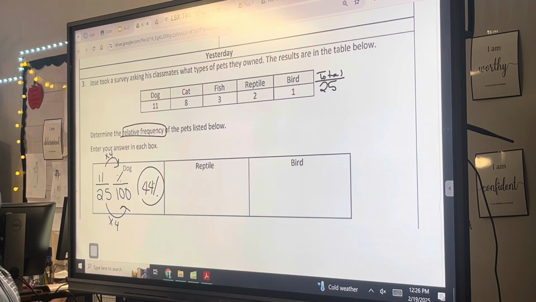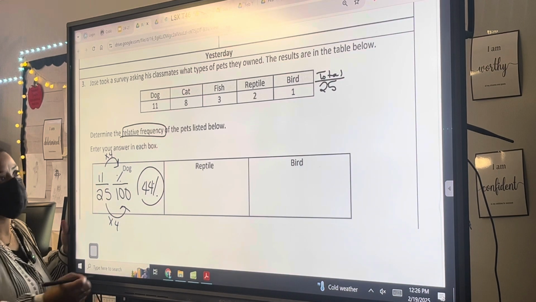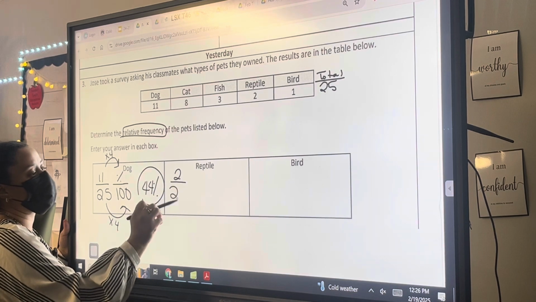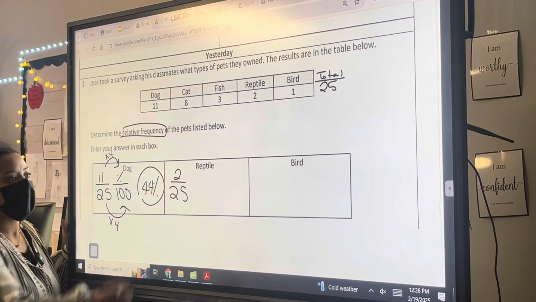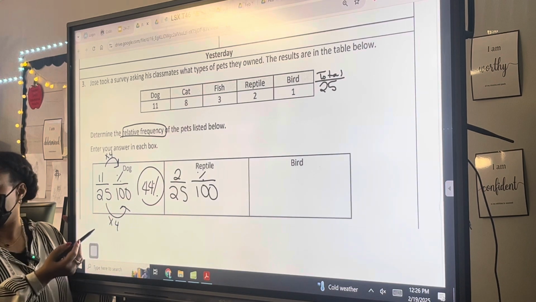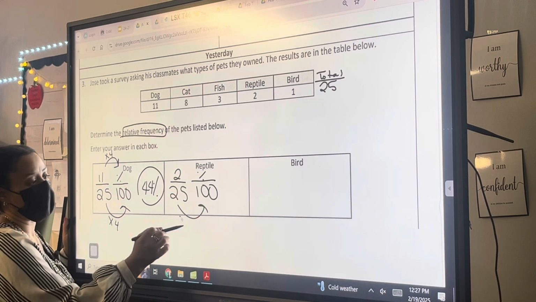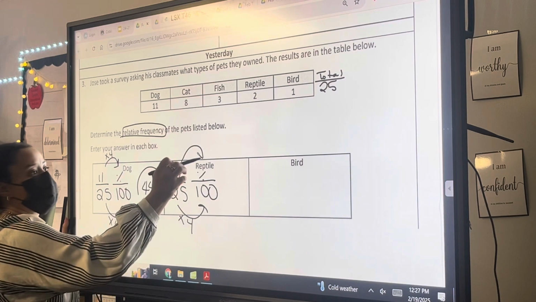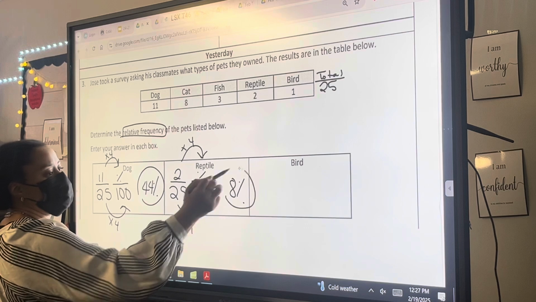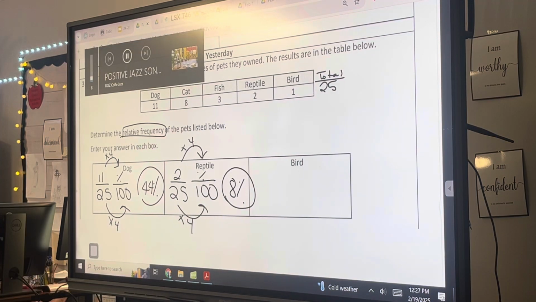Okay, for reptile, what's our part over whole area? 2 over the total, 25. And I'm looking for my percent. I already know, because we figured it out already, that I multiply 25 times 4 to get to 100. So I need to do 2 times 4. Hey, you do the last one. I'm coming around.